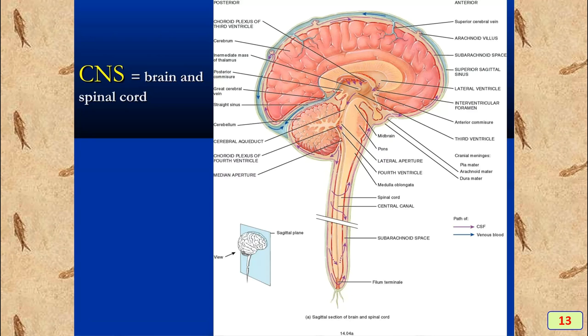Then the central nervous system consists of the brain and spinal cord. You can see it in the sagittal plane, like the cross section of a brain, and you can see the sulci, gyri, midbrain, then the median aperture, then cerebral cortex, cerebellum, this is the cerebellum, then cerebral aqueduct, then also the pituitary gland, the third ventricle, then arachnoid villi.